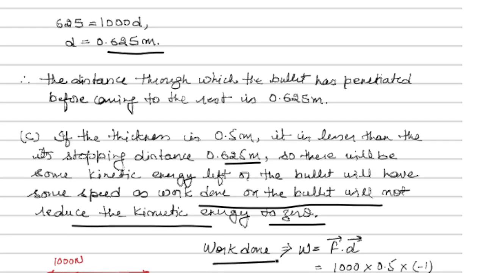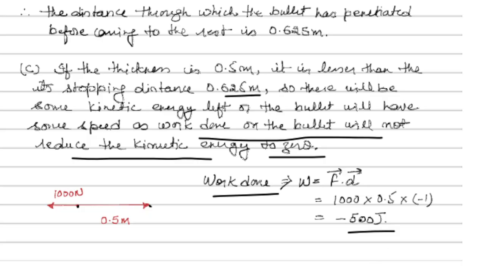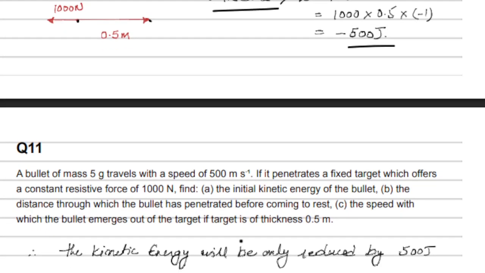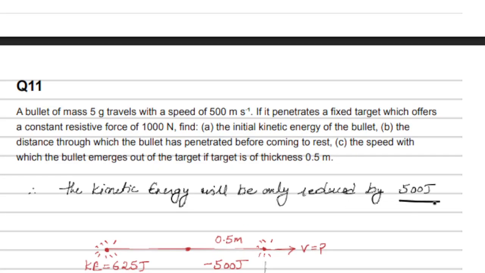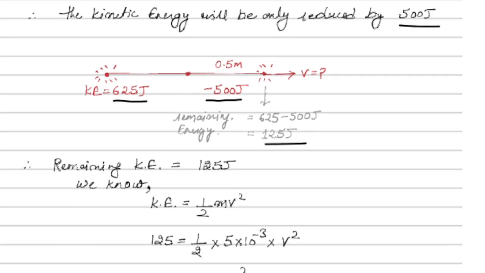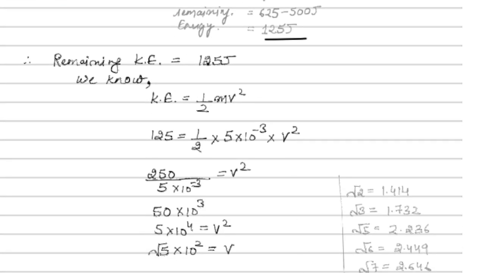So how much work have we done? We have done negative 500 joules if we are only taking the distance from here till here, that is half a meter. So only this much work is done. The kinetic energy will be only reduced by this. So we were having energy of 625 joules. By the half meter thickness, we are able to reduce it by 500. So the remaining energy is 125 joules.